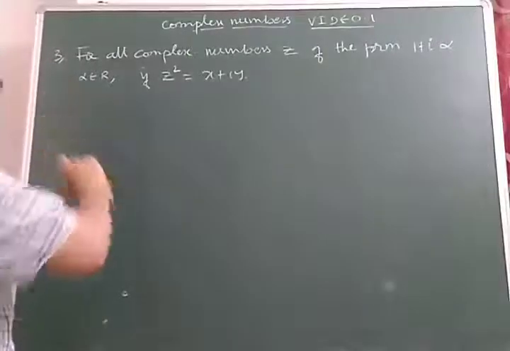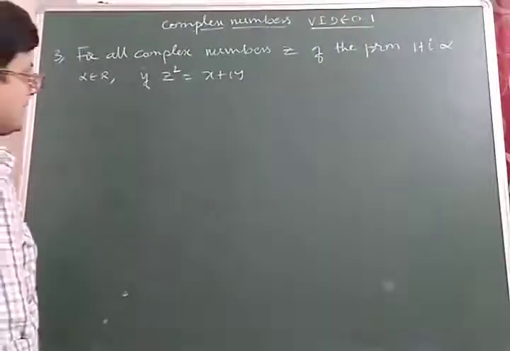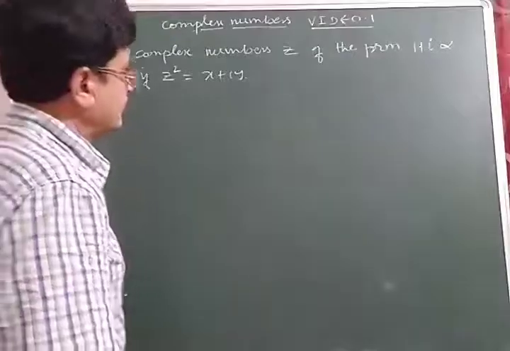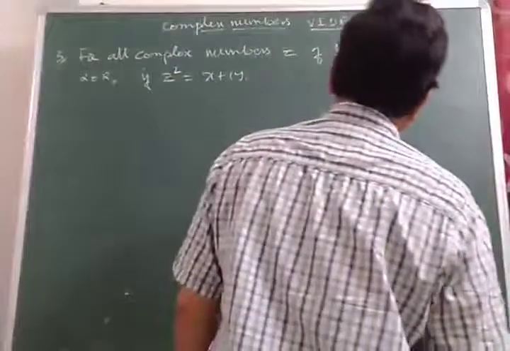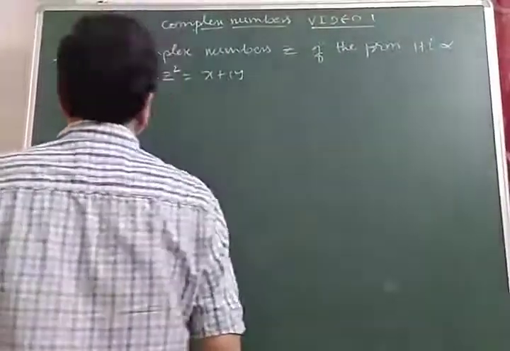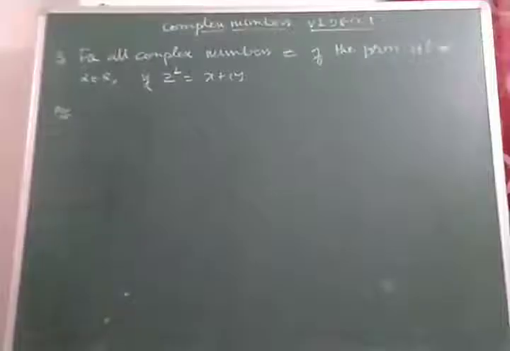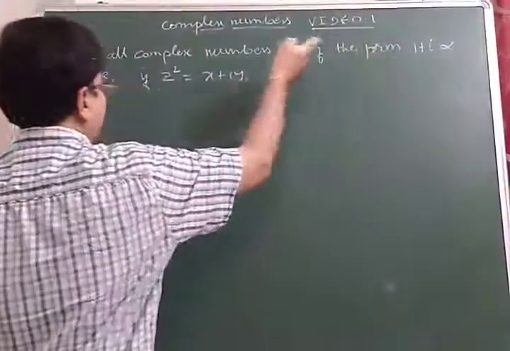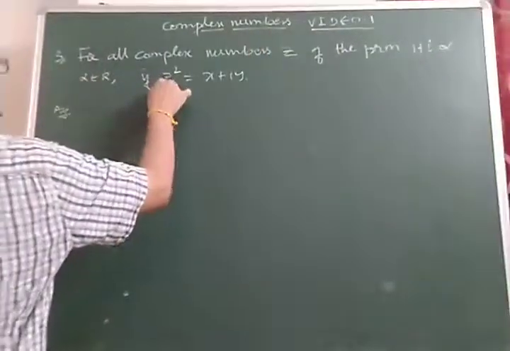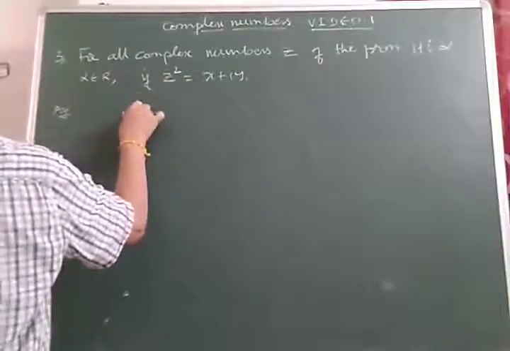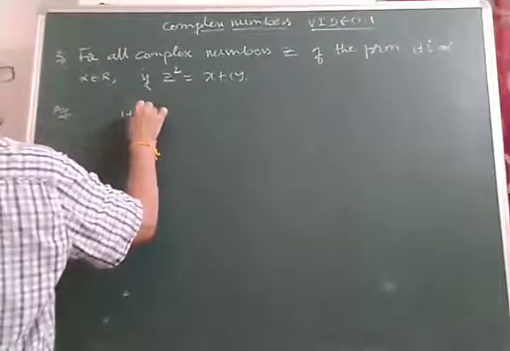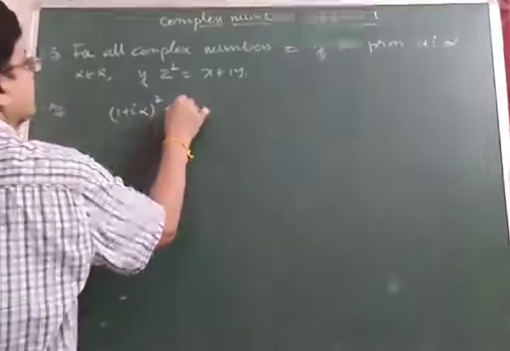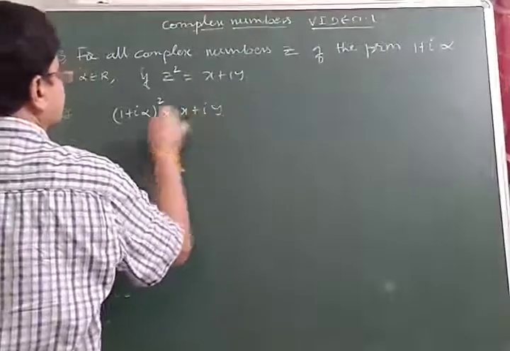Question number 3. For all complex numbers z of the form 1 plus i alpha, if z square is equal to x plus iy, take the given complex number as 1 plus i alpha. Substitute here: (1 plus i alpha) whole square is equal to x plus iy.